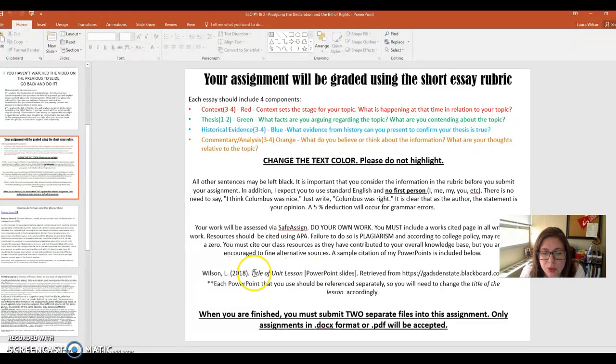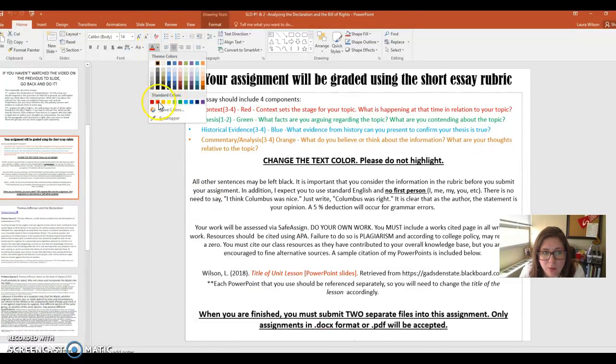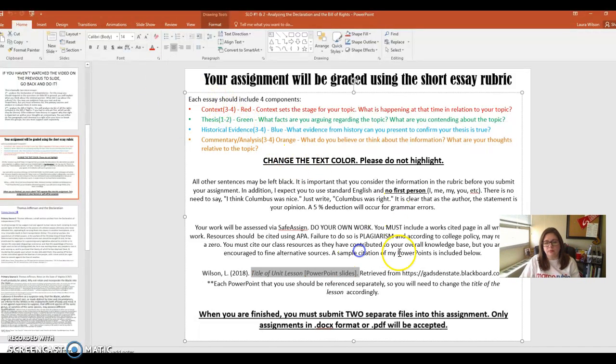This part where it says title of the lesson, this part right here, okay, that I'm turning red right now, you have to change that. This is a template. So, do not type title of unit lesson. Type Unit 2 Towards Independence, PowerPoint slides 3 and 4. Okay? That will be changed, and you will have to have a different citation for every PowerPoint. You will submit 2 separate files here. It has to be .docx or .pdf just like every other time.